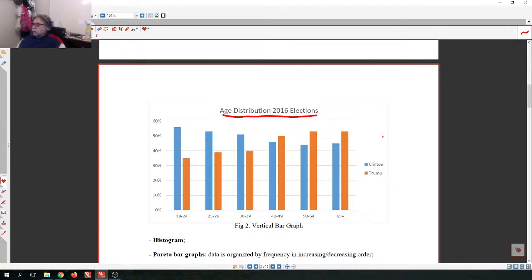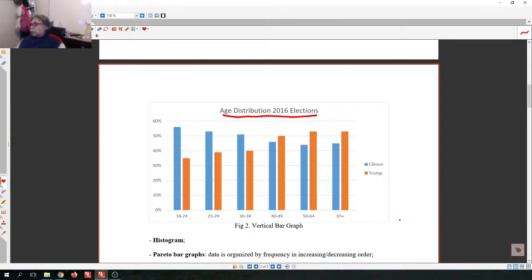Maybe I should use 2020. We still don't have complete data for that, so once we get that, I'm probably going to use it. But it gives you an idea who is voting for whom, right? So we have the youngest age group, 18 to 24. Something like 57% is voting for Clinton, and 35% was voting for Donald Trump. And then as the age group increases, we have more people voting for Trump than for Clinton. So it's kind of giving you some idea about the data.